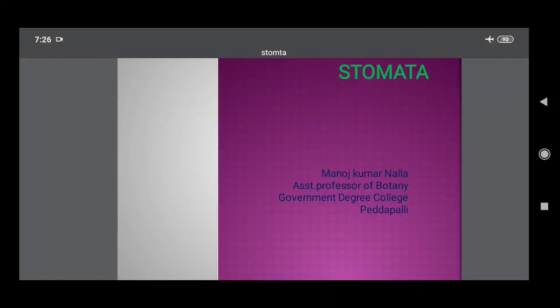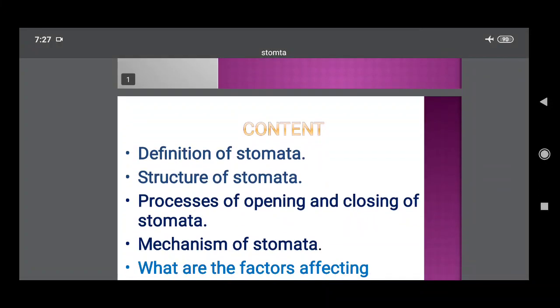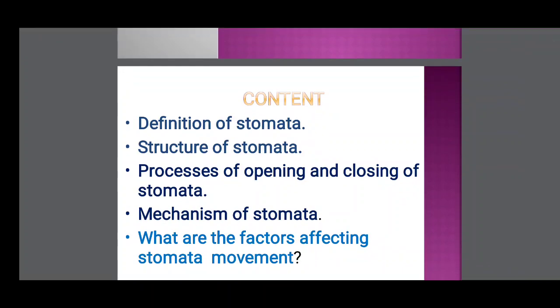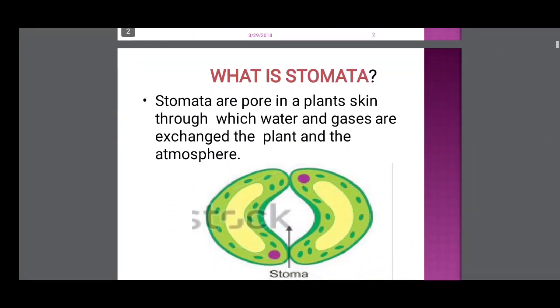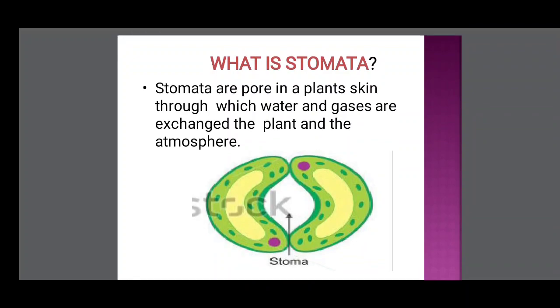Today's topic is stomata. What is stomata? Main contents of this topic: definition of stomata, structure of stomata, process of opening and closing of stomata, mechanism of stomata, and factors affecting stomata movement. What are stomata? Stomata are small pores in plant leaves or stems for the purpose of gas exchange between the plants and atmosphere.